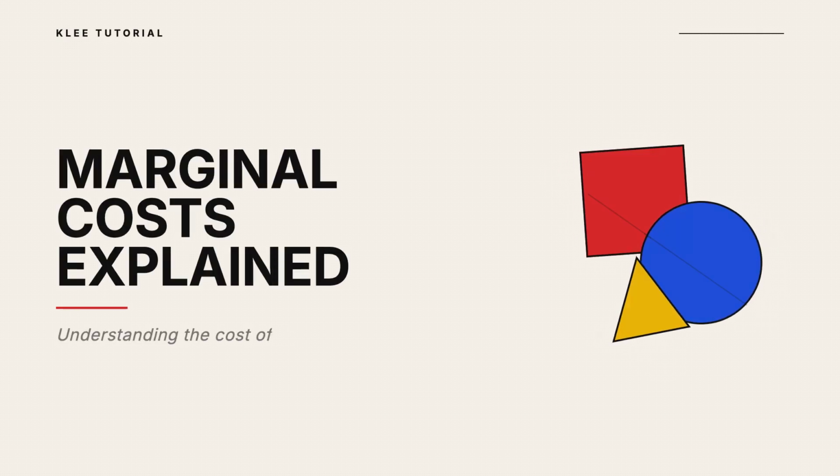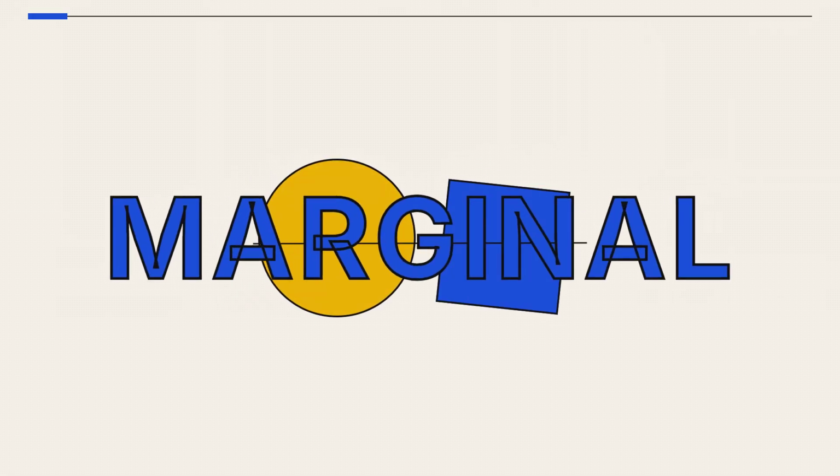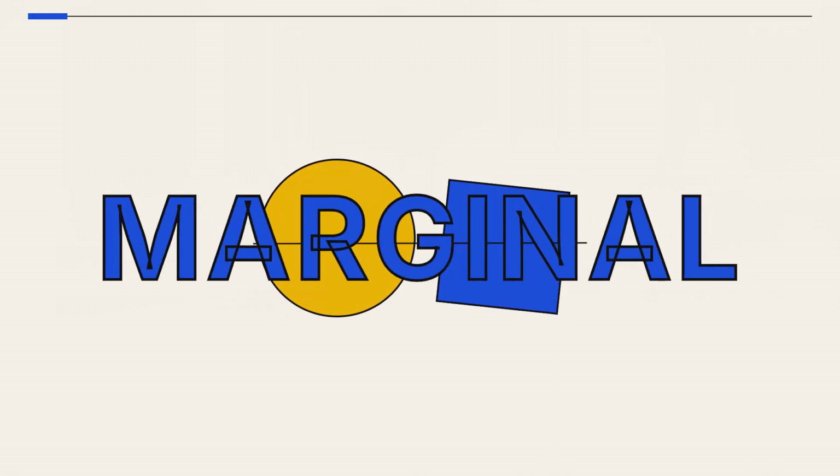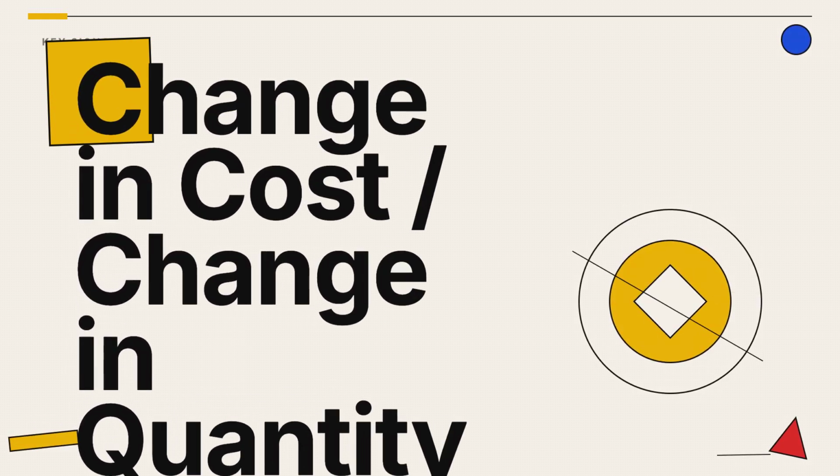Have you ever wondered how businesses decide the price of a single extra item? Let's break down the concept of marginal costs. In economics, marginal simply means the next one. It is the change in total cost resulting from producing one additional unit. To calculate this, you divide the change in total production costs by the change in the number of units produced.